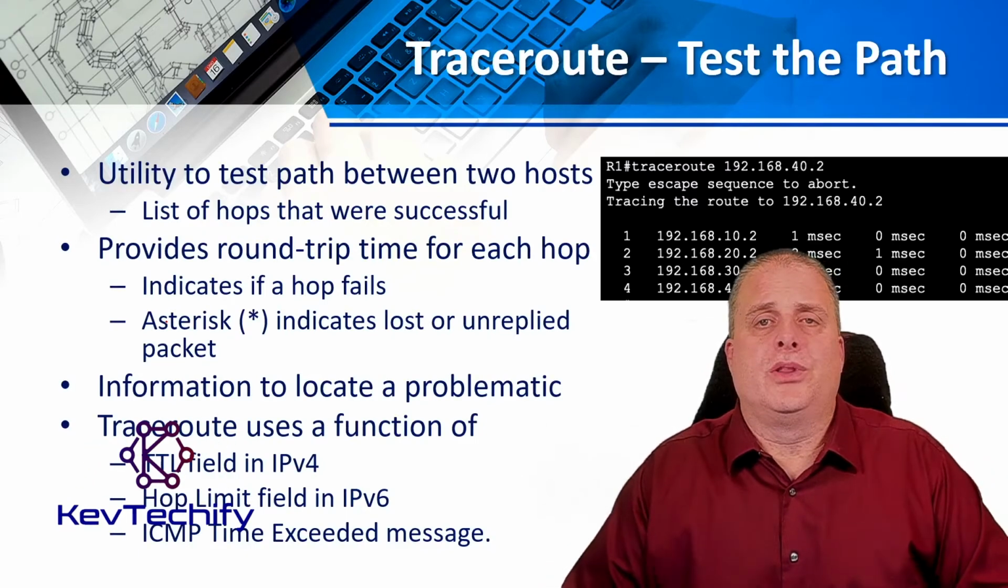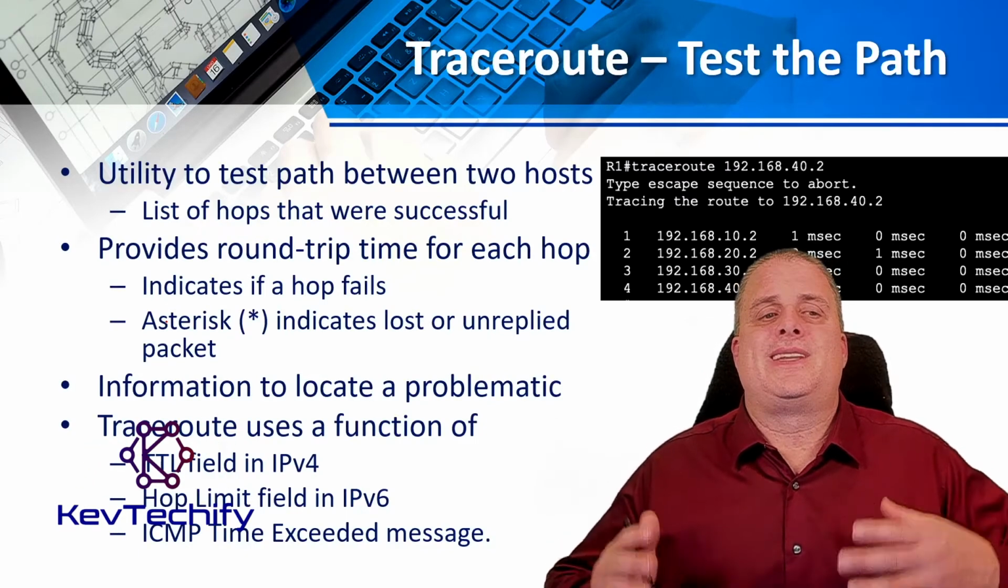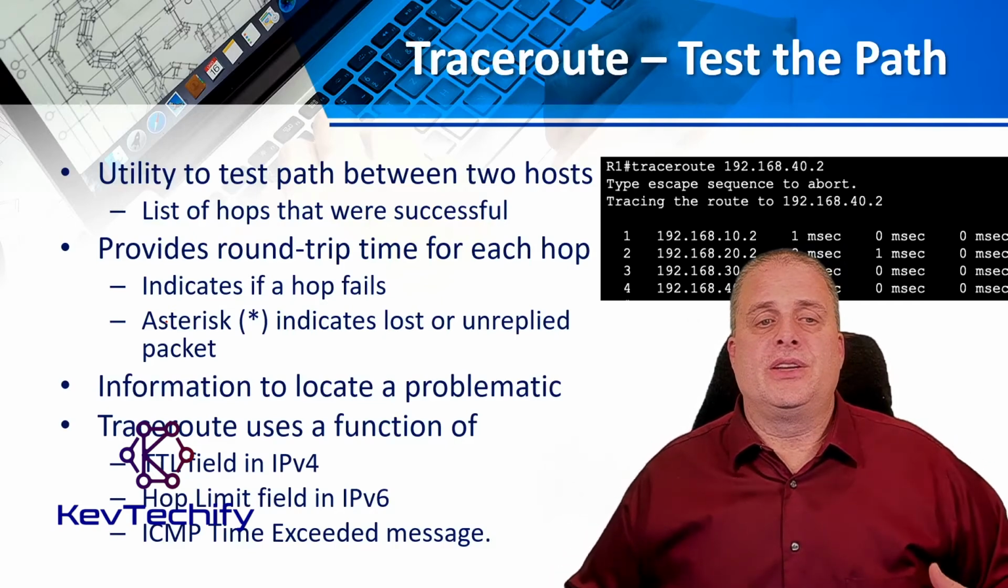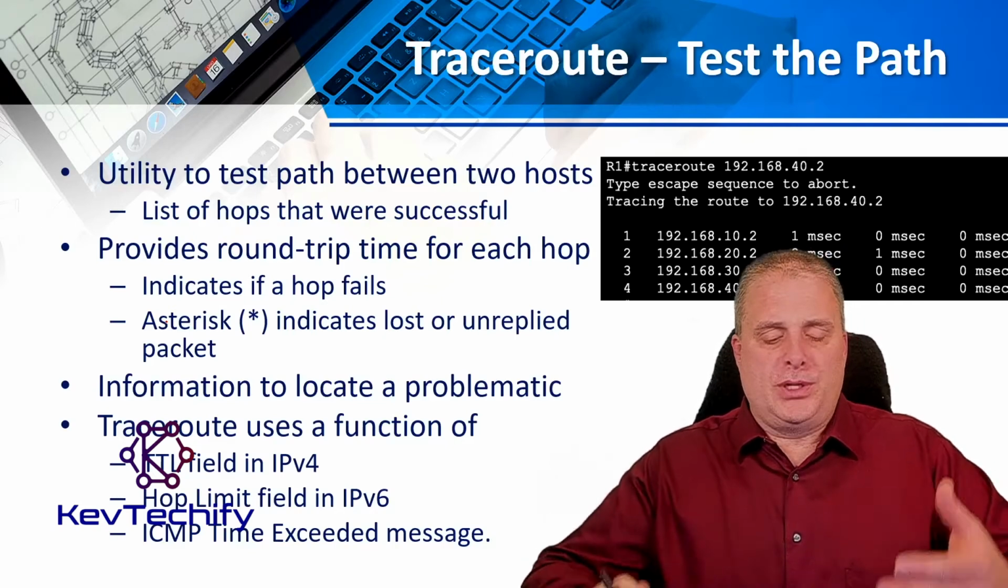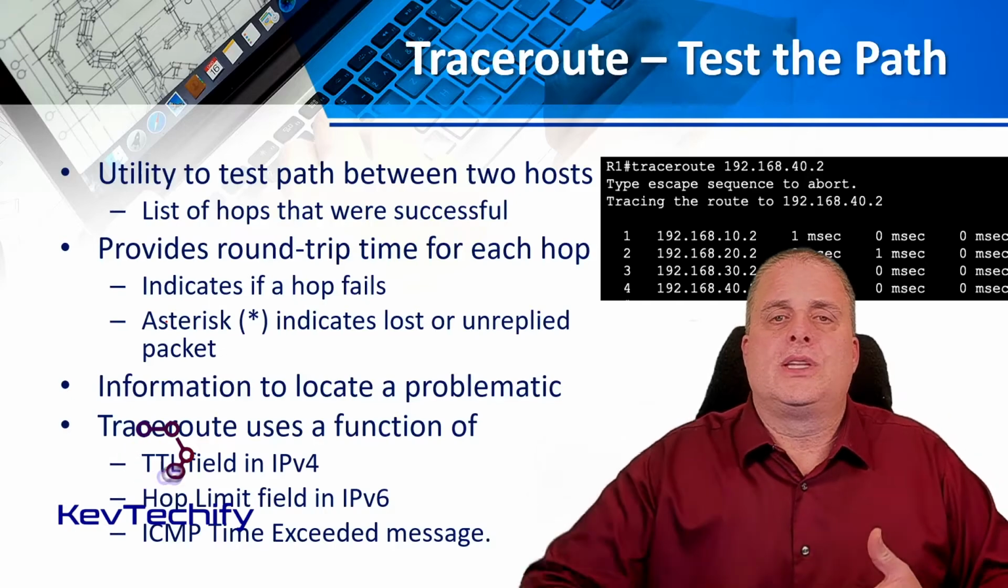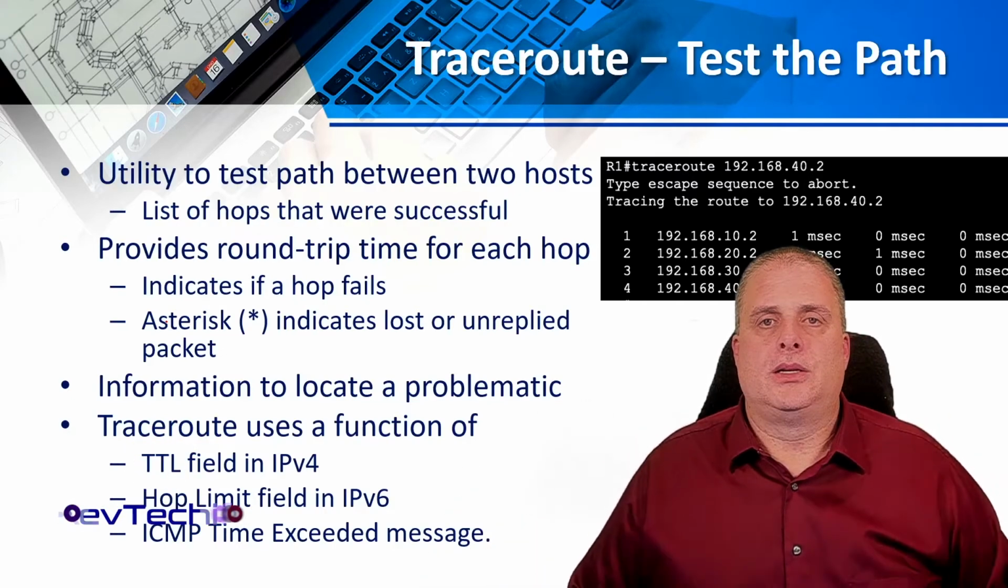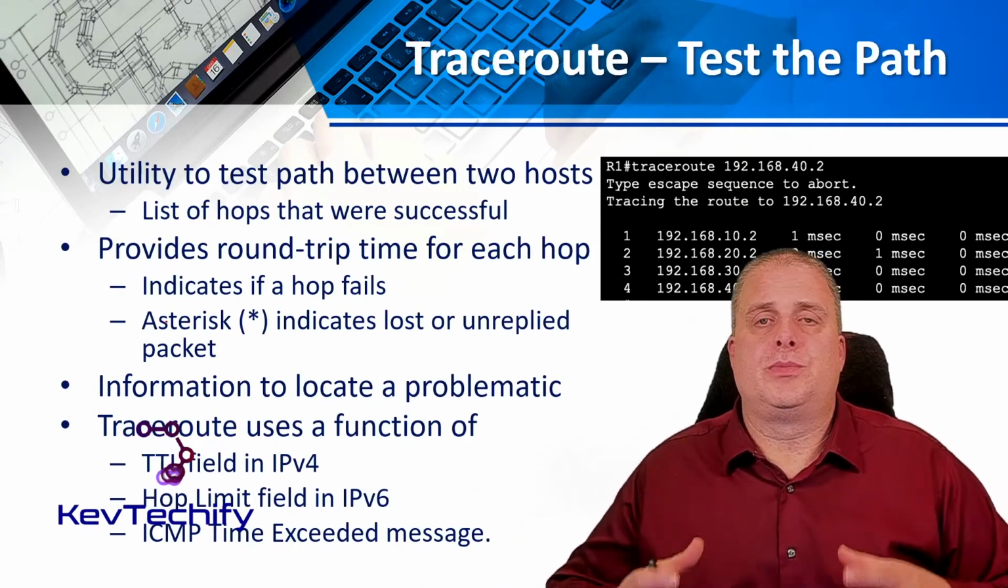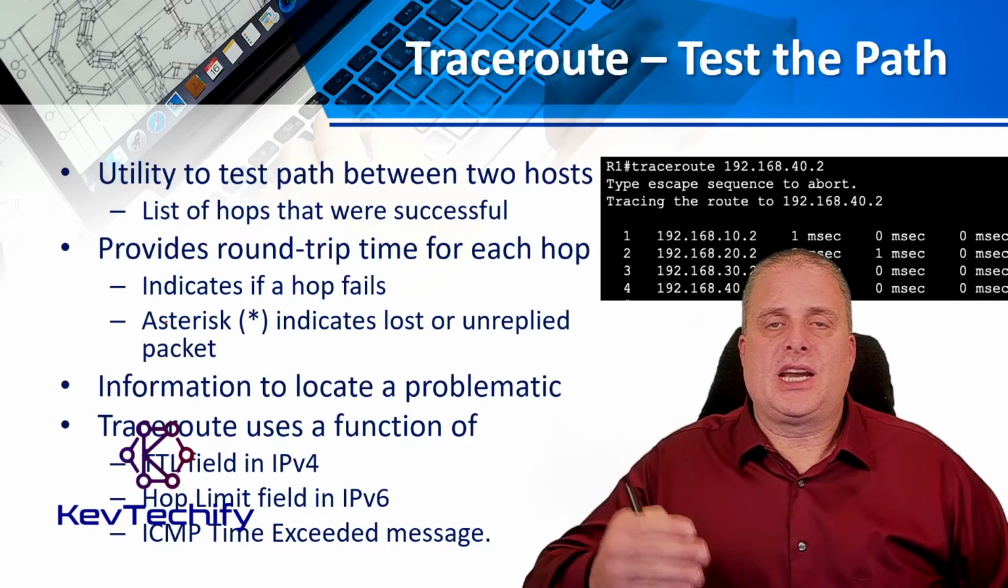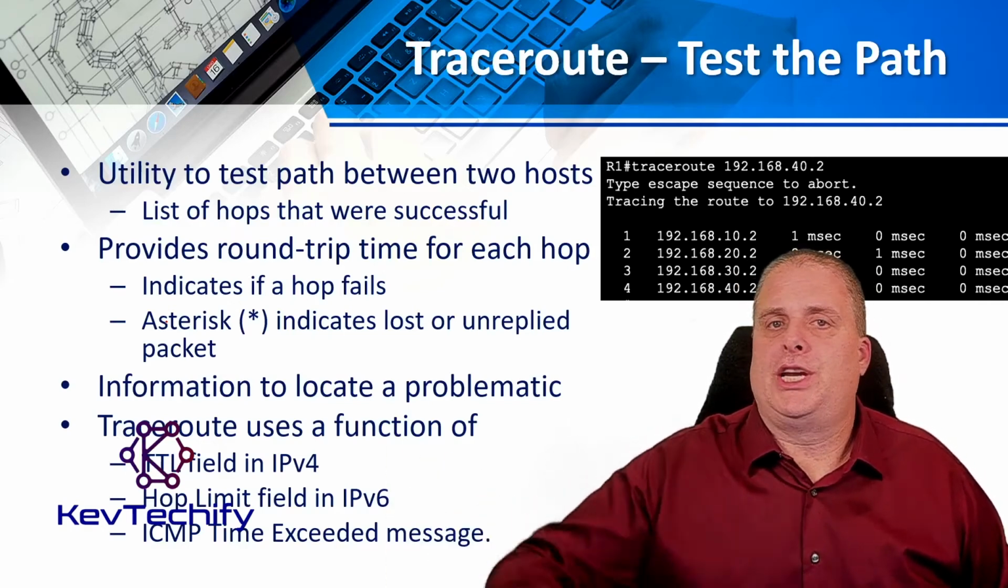Traceroute is another tool that we use for troubleshooting. Traceroute tests the path. It's a utility that lists the hops between your local host and that remote host. Traceroute provides a round trip time for each hop. Each hop means every time it goes through a router and changes network.